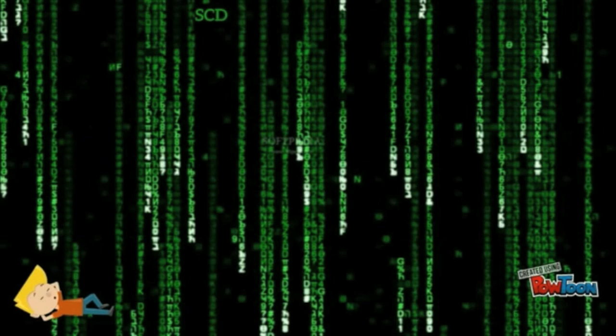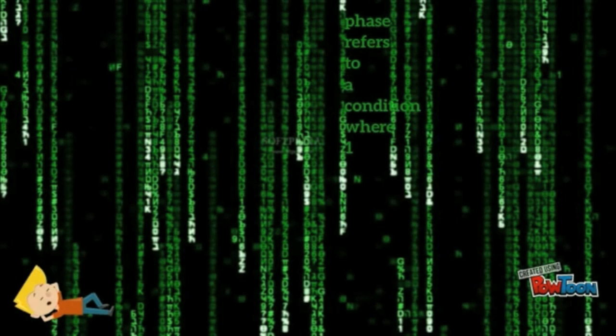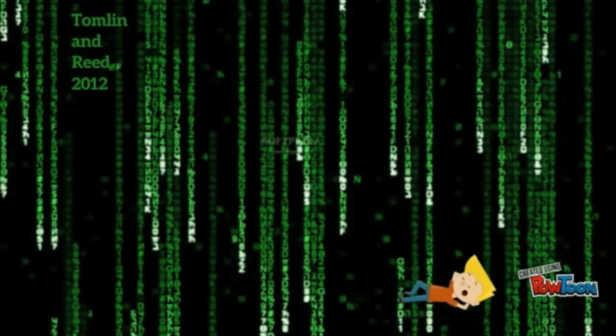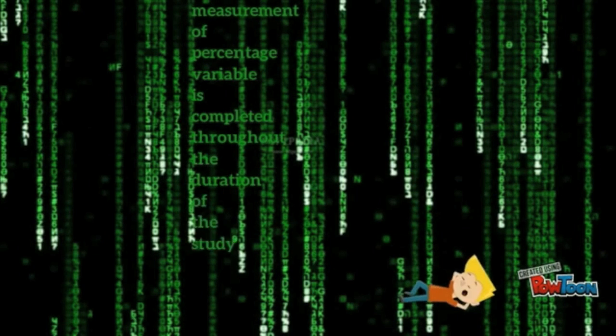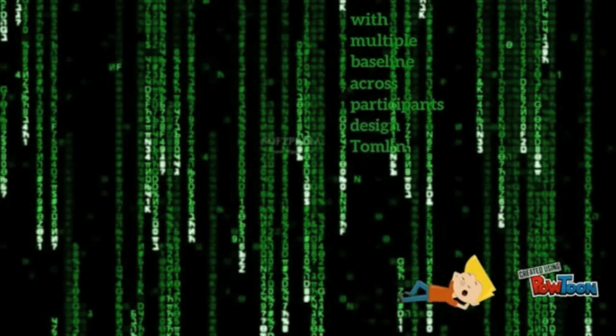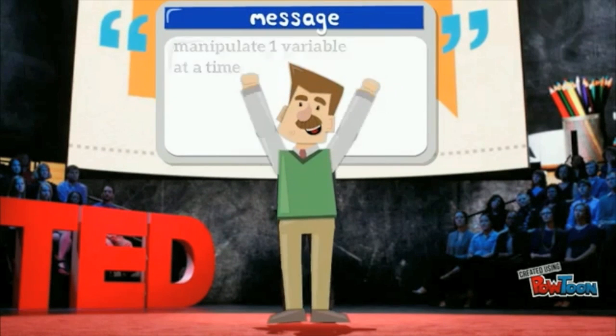Speaking of phases, single case designs consist of measuring changes between phases or conditions. Phases refer to a condition in which 1 independent variable is manipulated at a time. In the case of Tomlin and Reed 2012, the measurement of the dependent variable, which is percentage of intervals with disruptive behaviors, is completed throughout the duration of the study that includes the 4 phases. Using a multiple baseline across participants design, Tomlin and Reed implemented 4 phases across 4 participants. In each phase, the researchers worked to only manipulate one independent variable at a time.